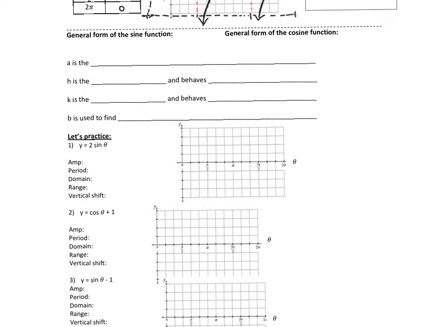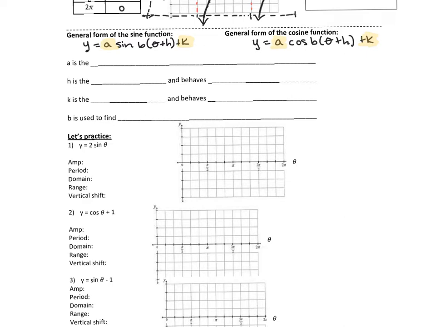So let's look at the general form of the sine function. It's y equals a sine b of theta plus h in parentheses plus k. And the general form of the cosine function is y equals a cosine b theta plus h in parentheses plus k. For our class this year, we're going to mainly look at what happens when I change the values of a and k. Next year in your course, you'll look at what happens when you change the values of b and h.